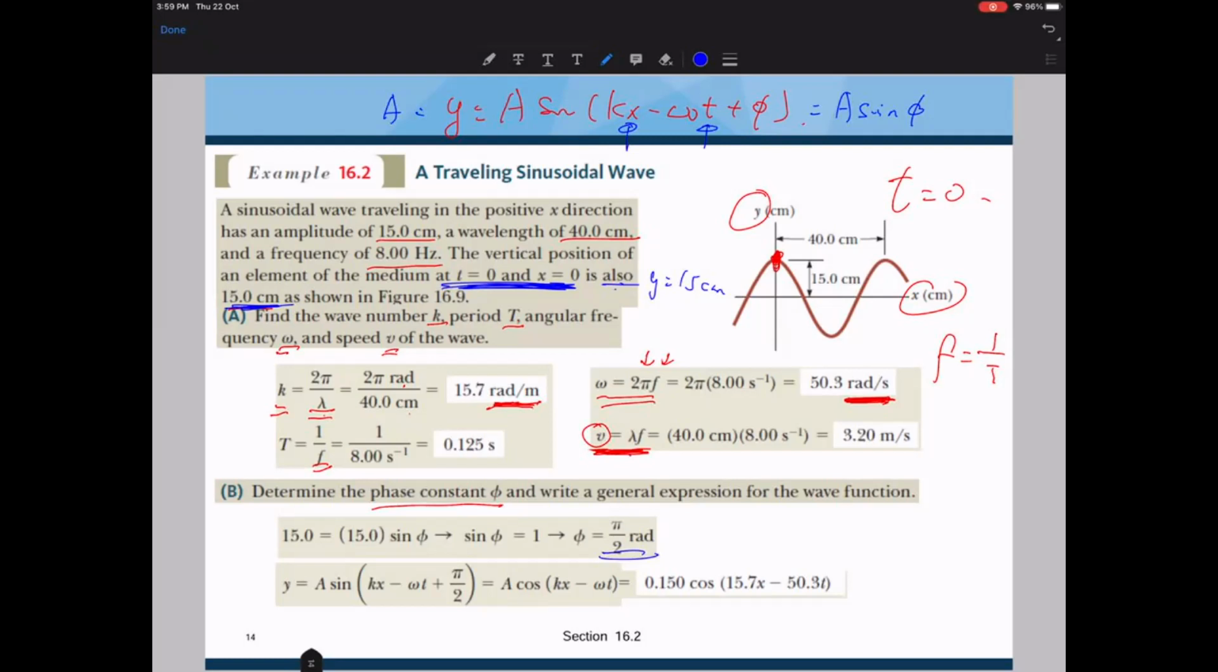So that is why we come up with the equation y equals A sine of kx minus omega t plus pi over 2. And for those who are good at trigonometry, this actually becomes A cosine of kx minus omega t, which does not really surprise you because if you look at the graph, it is basically a cosine function rather than a sine function. So that is how we come up with this equation.